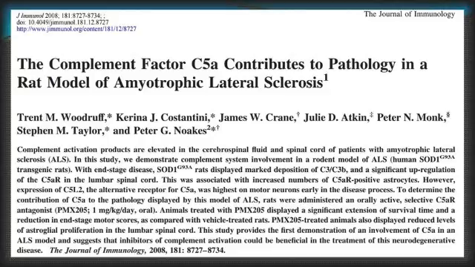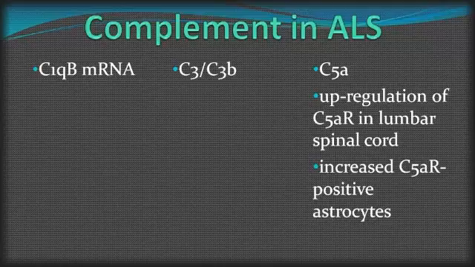The next thing we're going to look at is complement activation in ALS. The first study is about factor C5a in ALS. When we look at this study, we find an increase in the complement component C5a. There's also an increase in C3b. There's an upregulation of the C5aR in the lumbar spinal cord. There is also an increase in C5aR-positive astrocytes, and an increase in C1q mRNA found in this study.